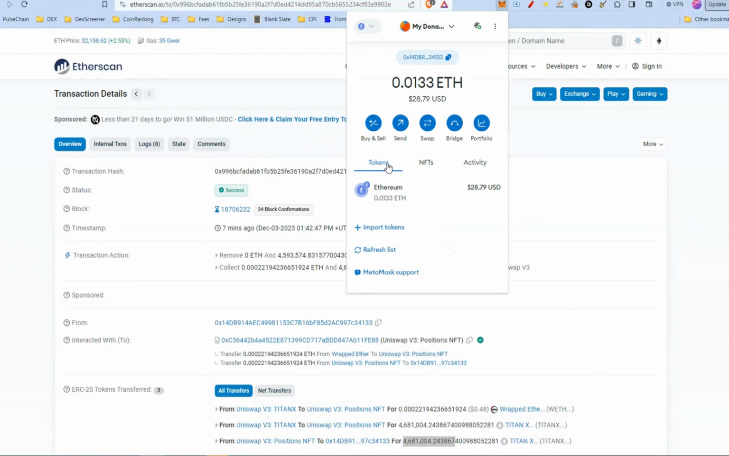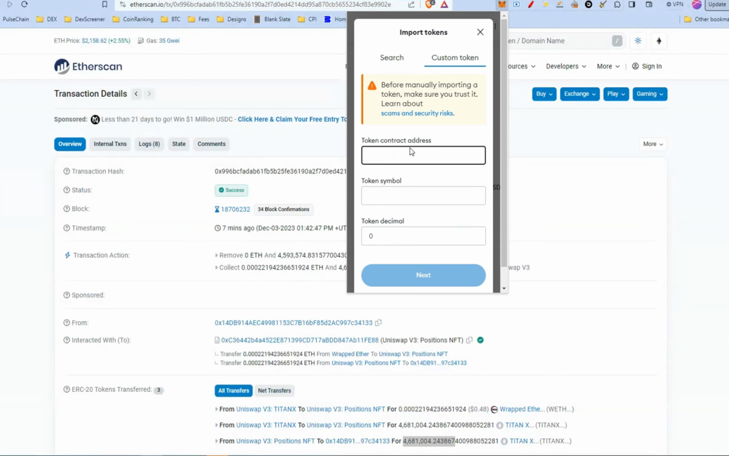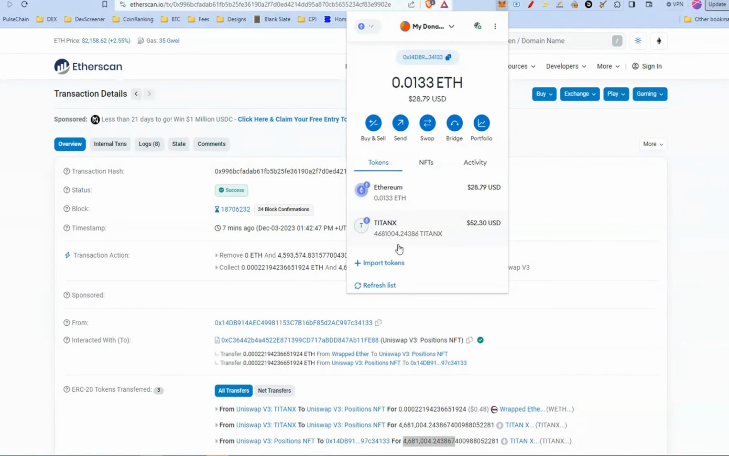Let's add TitanX to MetaMask so that we can see it. Import token, custom tokens. We're going to paste in the token address. Next, import. And there you go. I had 0 TitanX earlier and now I have around 4.68 million TitanX.